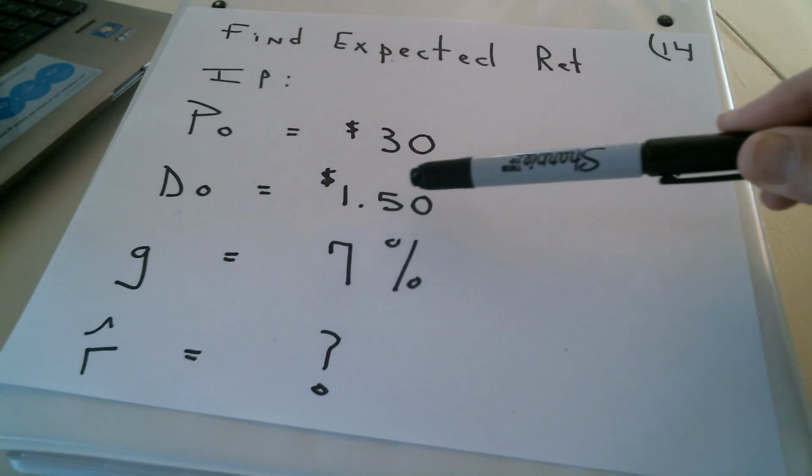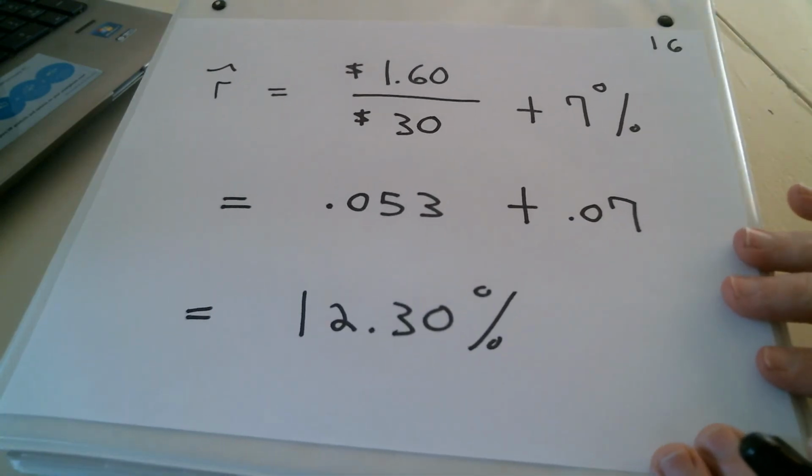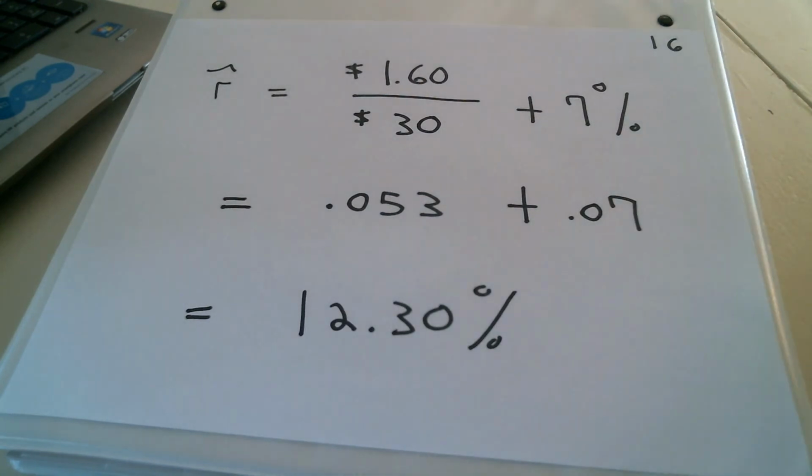So we have the growth. All we have to do is do that simple formula from the earlier slide. If D0 is $1.50, D1 equals $1.50 at a 7% growth. That gives us D1, and we have all the other variables. So R hat, our expected with the hat, equals $1.60. Again, we took D0, grew it by 7%, and came up with $1.60.